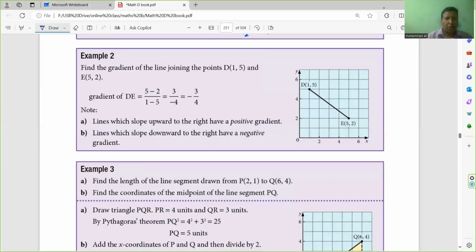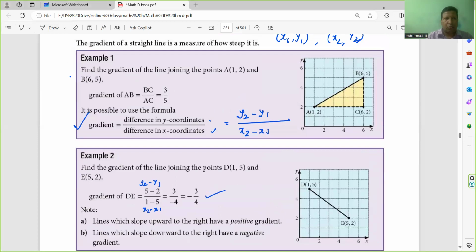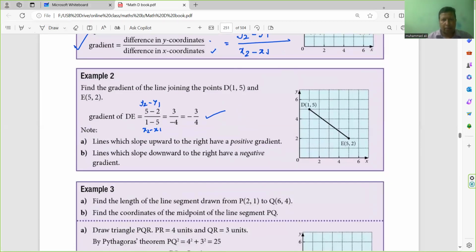If you want to find the gradient of these two coordinates, it is the difference between the coordinates, like y2 minus y1 over x2 minus x1. So here the gradient comes out negative. One thing is very important. For the first one, the gradient is positive, we get positive 3 by 5. But for the second one, the gradient we get is negative.